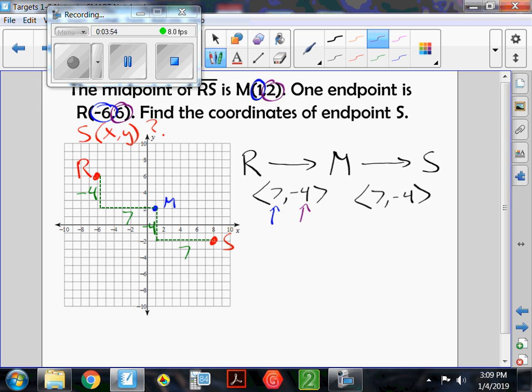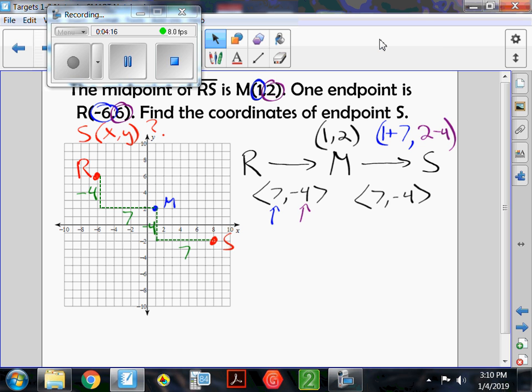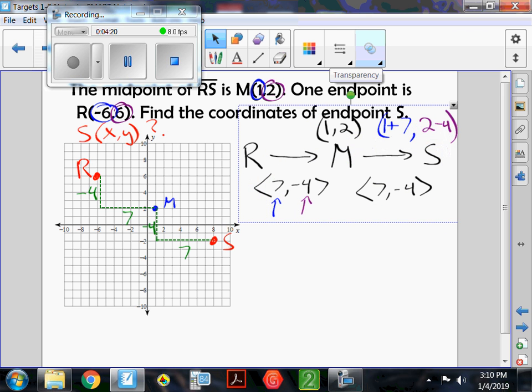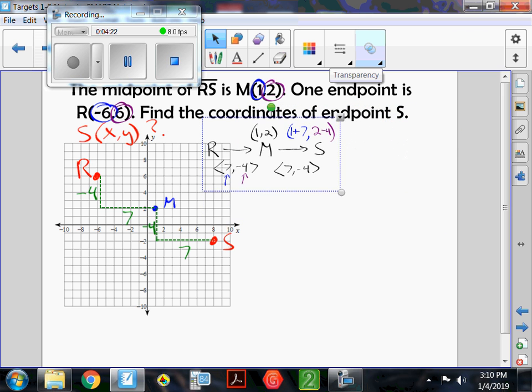If I then take those numbers at M, which is 1, 2, and I apply those numbers, 1 plus 7 is going to give me my X coordinate, and 2 minus 4 is going to give me my Y coordinate. So at 8, negative 2 gives me the point S on the screen. So that's option number 2. I'm going to group those things together and make them smaller.